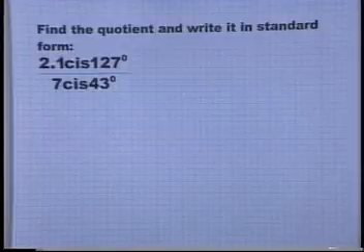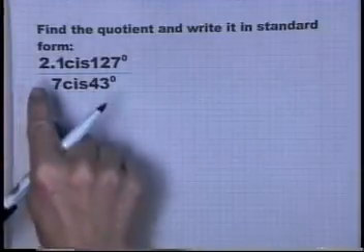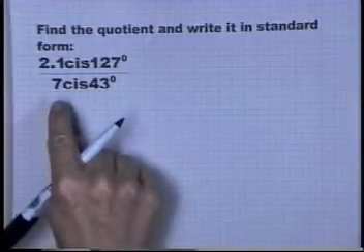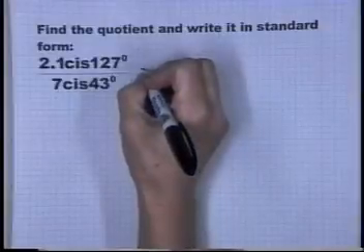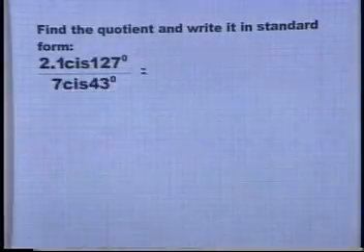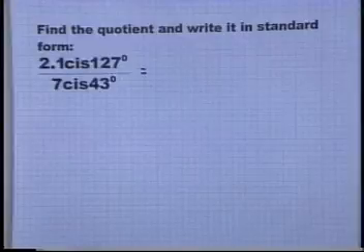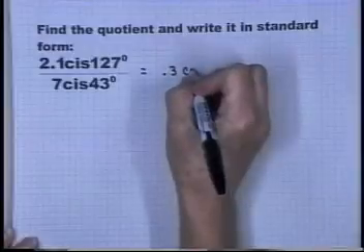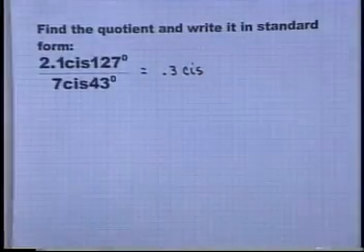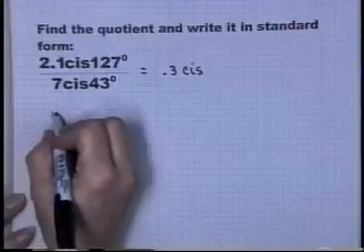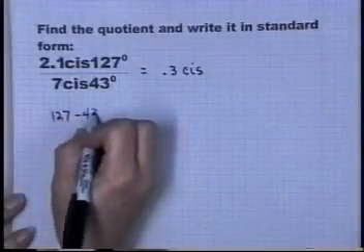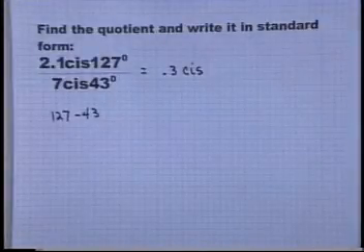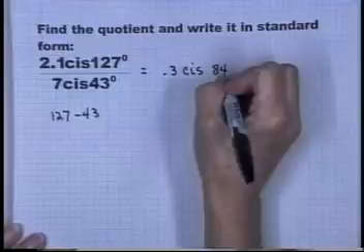Find the quotient and write it in standard form. 2.1 times cosine plus I sine 127 degrees, divided by 7 times cosine plus I sine 43. So remember, the first step is to divide your r's. Well, 2.1 divided by 7 is going to give you 0.3. Then we're going to write our cosine plus I sine. 127, remember, you take that one first and subtract the one on bottom. So 127 minus 43 gives me 84 degrees.